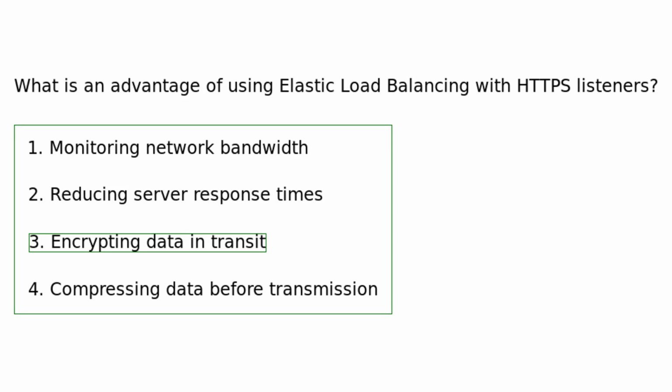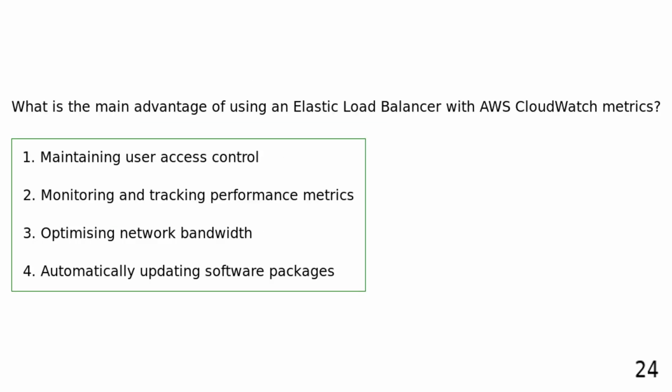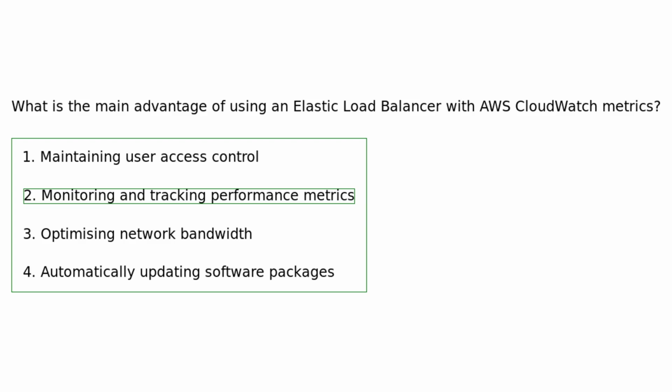and the load balancer. What is the main advantage of using an elastic load balancer with AWS CloudWatch metrics? Maintaining user access control. Monitoring and tracking performance metrics. Optimizing network bandwidth. Automatically updating software packages. Integrating elastic load balancers with AWS CloudWatch metrics allows for monitoring and tracking performance metrics, providing insights into the health and performance of the load balancer.